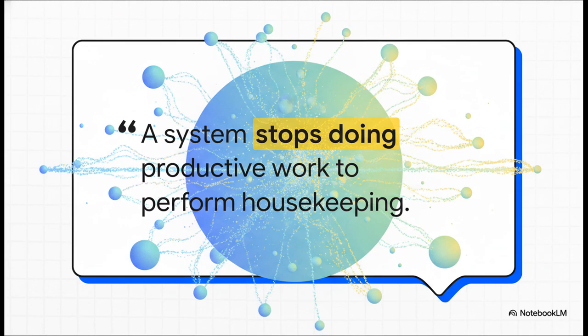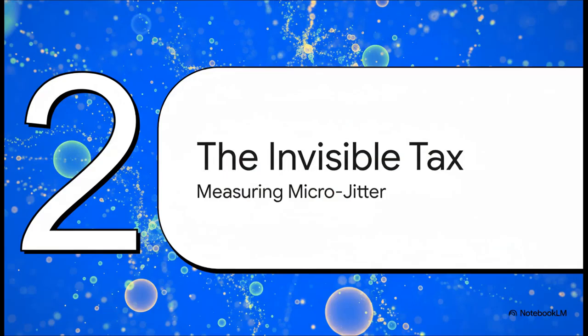Which brings us to this absolutely crucial reality. During a context switch, your system stops doing productive work just to perform housekeeping. It's literally hitting the pause button on executing your highly optimized code just to shuffle papers around. If your system is doing this tens of thousands of times a second, man, that hardware-level interruption turns into a massive hidden latency penalty.